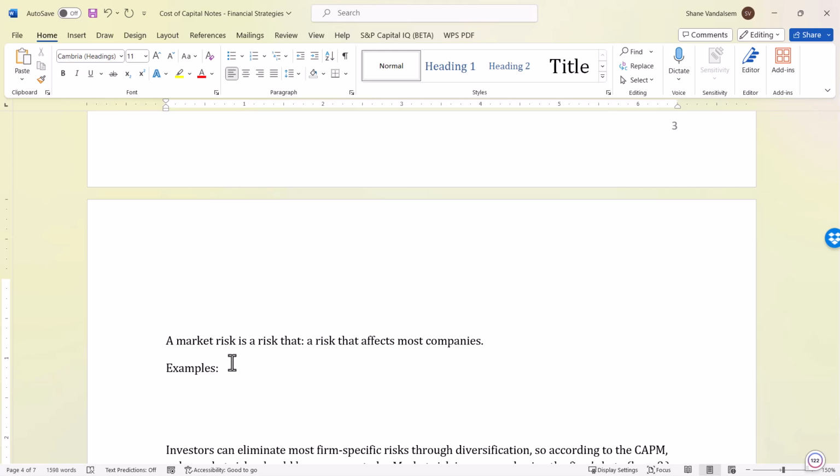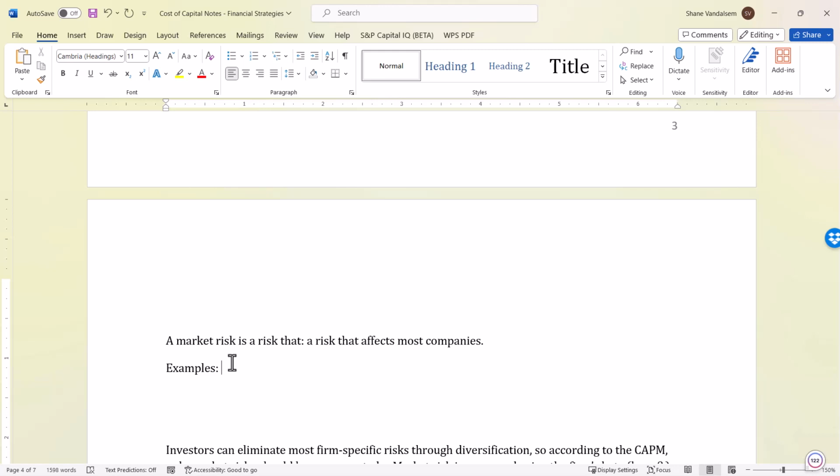This risk impacts companies like car companies more, because when interest rates go up, the demand for cars goes down because people are less likely to borrow money to buy a car. When mortgage interest rates go up, this has a big impact on the real estate market because people don't want to buy or can't afford to buy houses then. And so these are market risks.